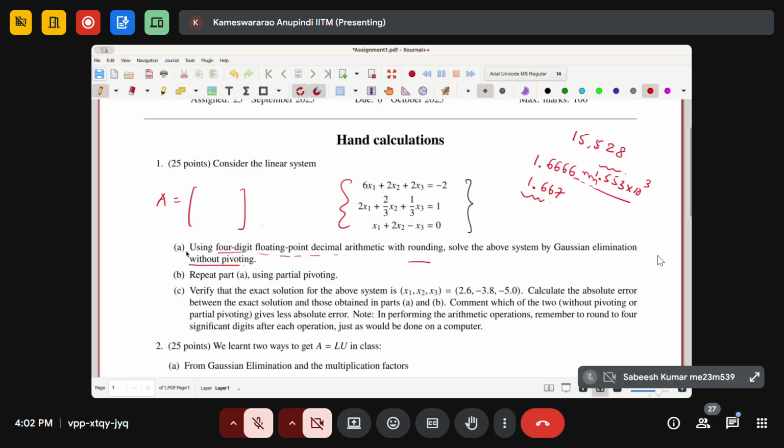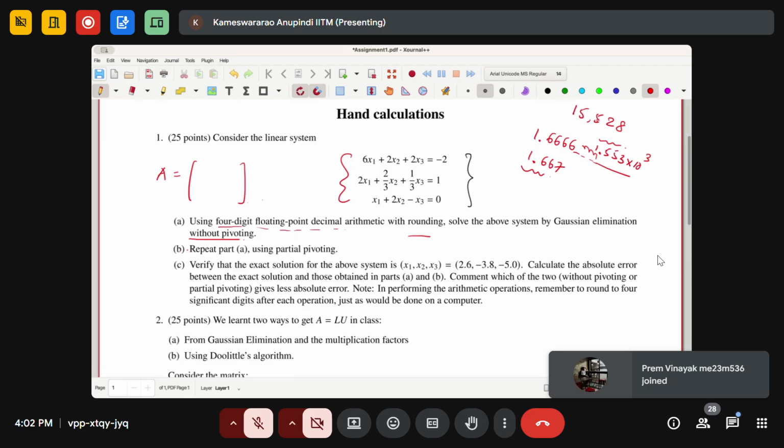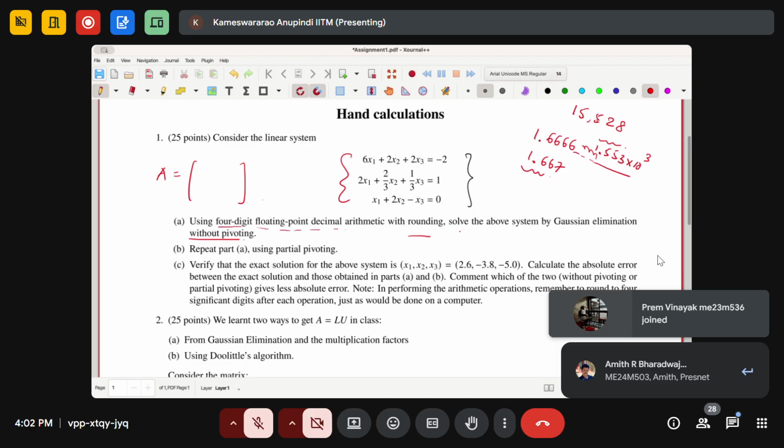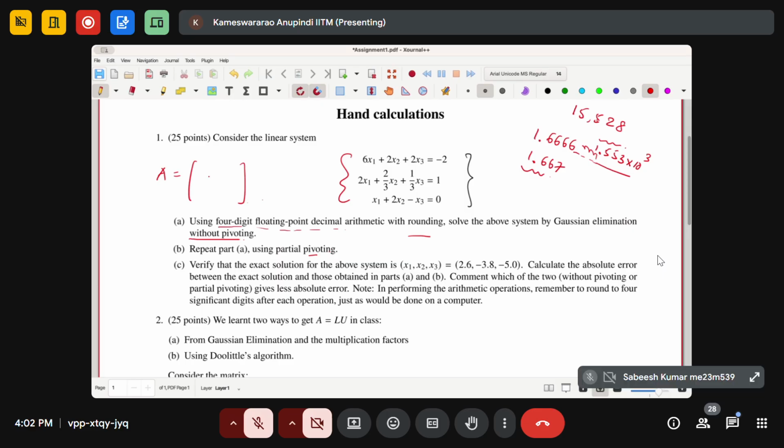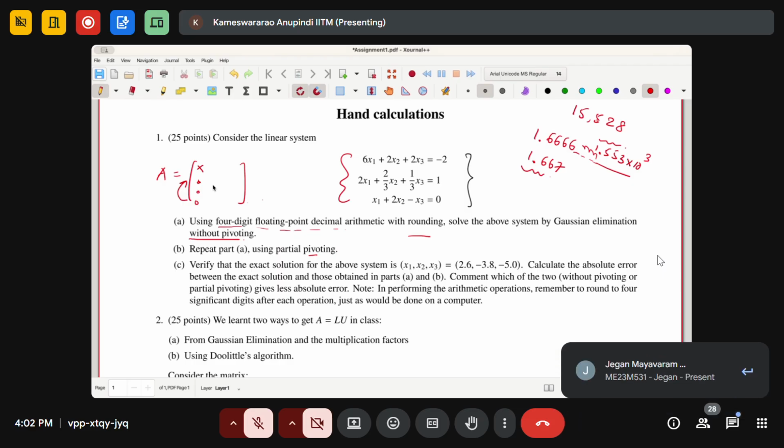So the next one is part A. Again, do the same thing. Solve Gaussian elimination with partial pivoting. That means you're going to see at every step if the pivot element, you're going to look at the other values below the pivot element. And if they are bigger than the pivot element, then you're going to do a row operation. You're going to switch the rows and then proceed. That's what you're going to see.